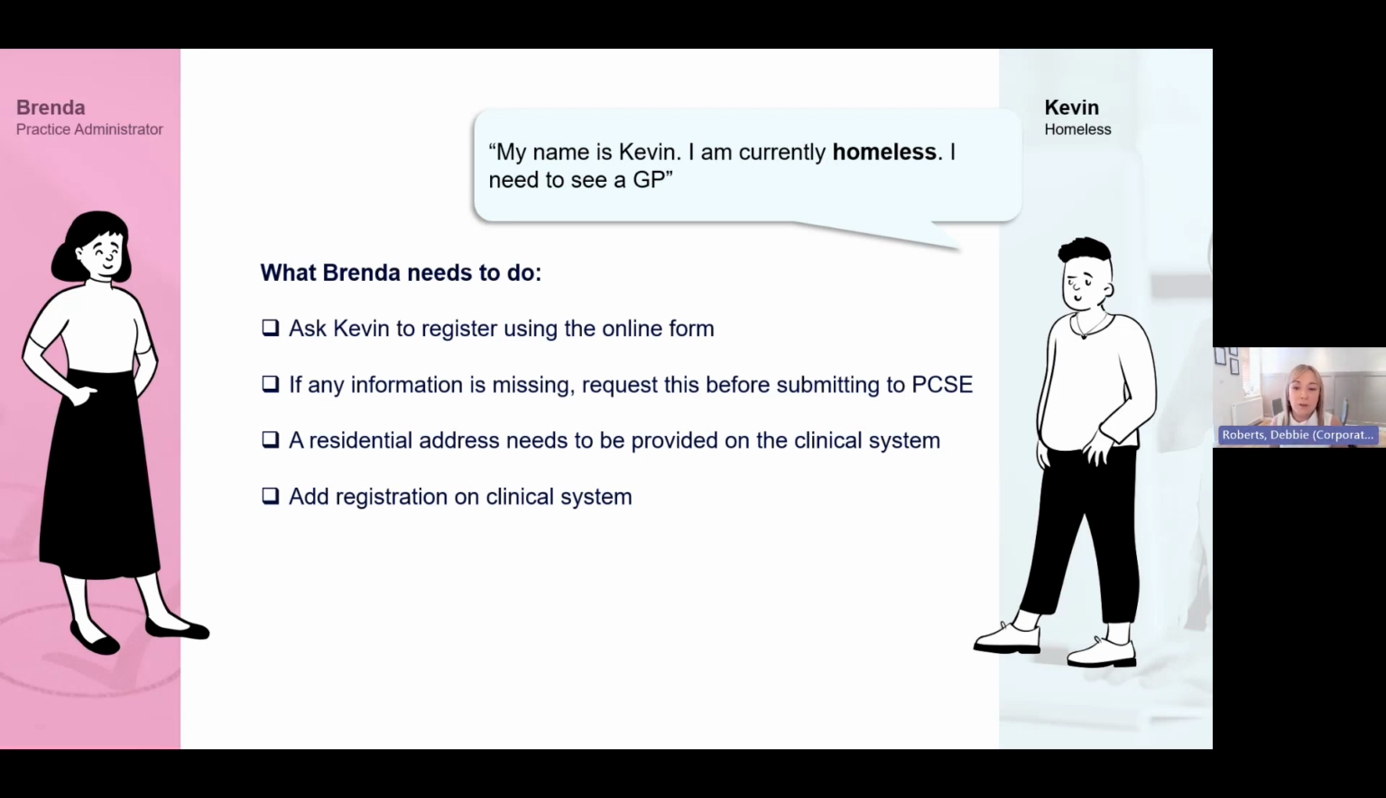Now, as Kevin is homeless, he doesn't have a fixed residential address. However, the registration system requires an address to be in that field. So Brenda is going to need to have a discussion with Kevin to see what address they can use. So whether they want to use a care of address or they agree on a homeless shelter, something like that. As long as there is an agreement made with Kevin, there needs to be an address in that field. Otherwise, it can prompt a rejected registration.